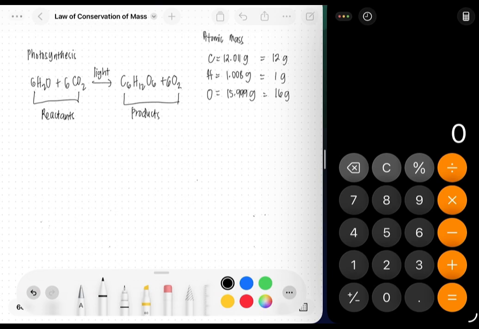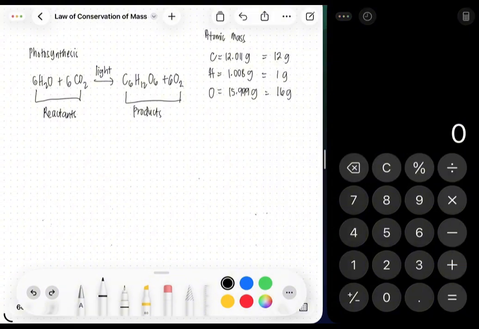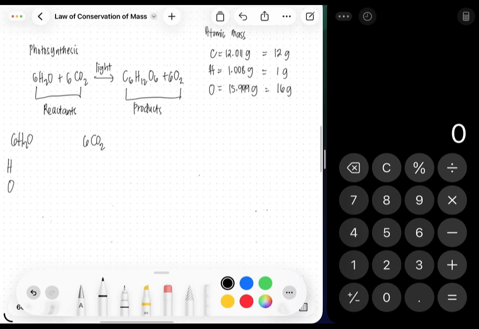So we will take a look first at the total mass of each molecule. In the reactant side, we have 6 water molecules and 6 carbon dioxide molecules. So we will list the elements present in water molecules. We have hydrogen and oxygen. How many hydrogen are present? So 6 times 2, that's 12 hydrogen atoms. And how many oxygen present? That is 6 times 1, so that is 6.